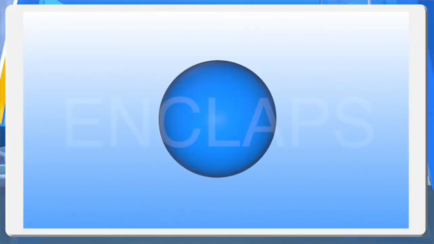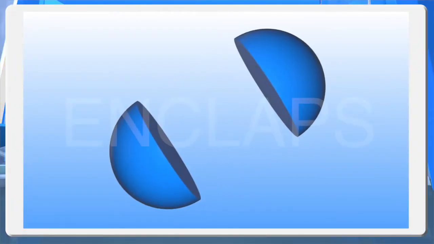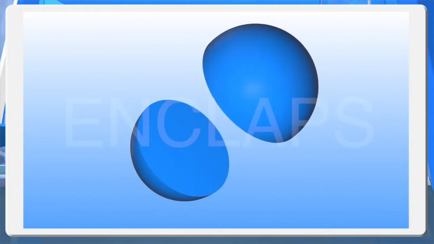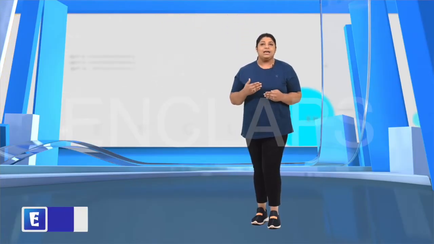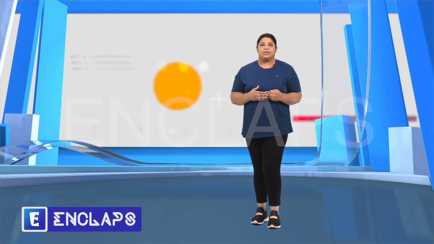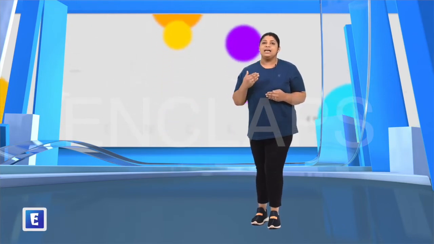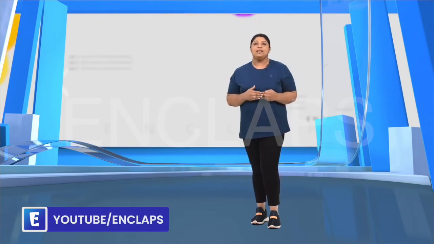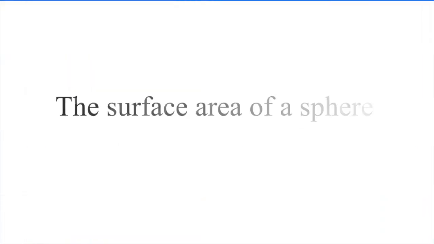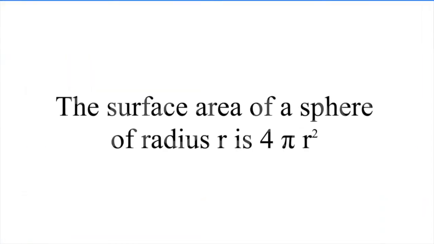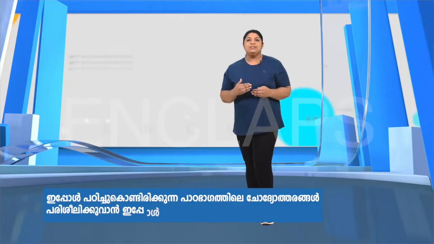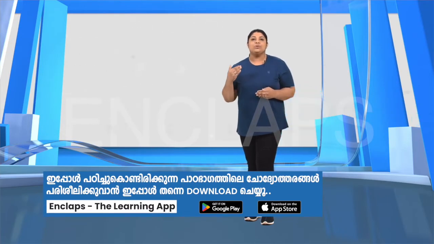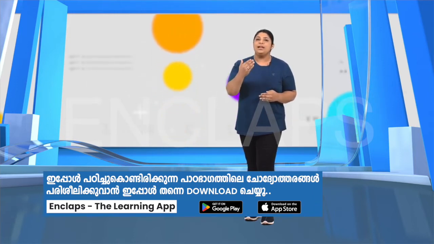If we slice a sphere into exact halves, we get a circle whose center, radius and diameter are those of the sphere itself. We cannot cut open a sphere and spread it flat as we did with other solids. The fact is that we cannot make the surface of a sphere flat without some folding or stretching, but we can prove that the surface area of a sphere of radius r is 4 pi r square. The surface area of a sphere is equal to the square of its radius multiplied by 4 pi.